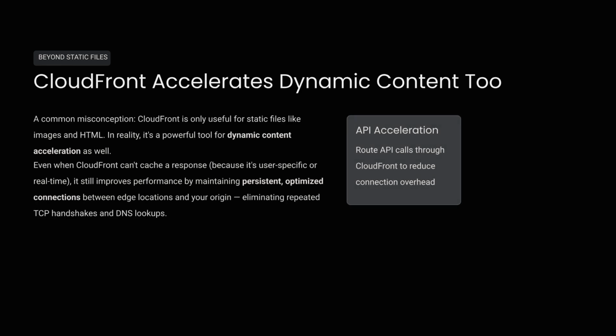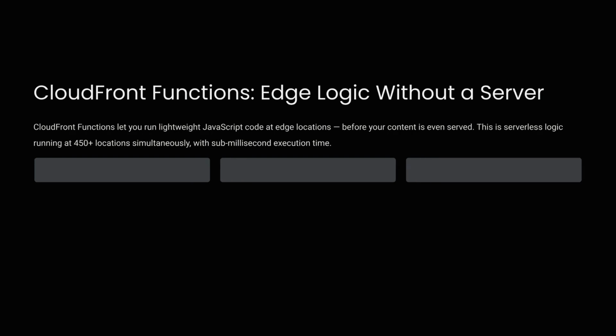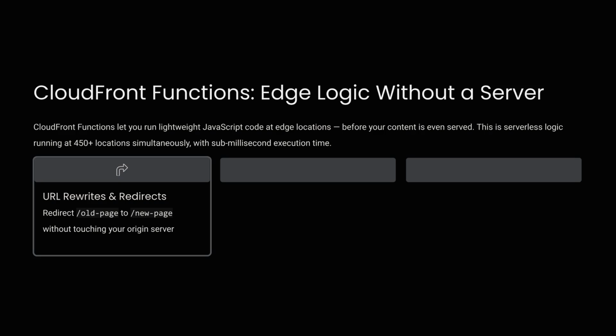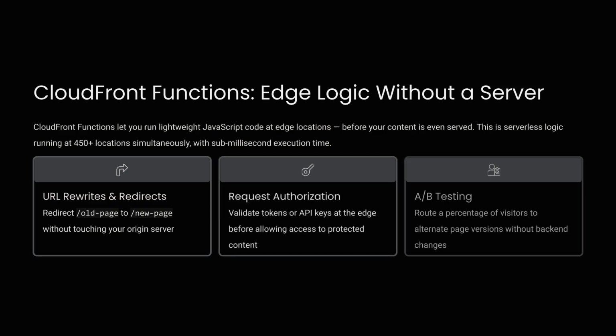CloudFront accelerates dynamic content too. Even uncached responses benefit from persistent, optimized connections. Features include API acceleration, geographic routing to the nearest regional backend, and lightweight logic via CloudFront Functions. CloudFront Functions allow serverless edge logic before content is served. Use them for URL rewrites and redirects, request authorization by validating tokens, and A/B testing by routing visitors to alternate page versions.